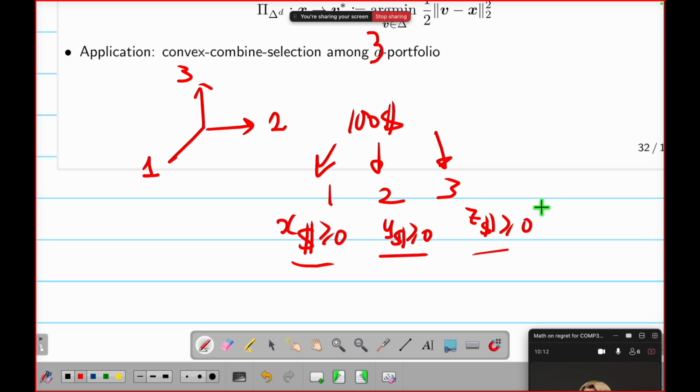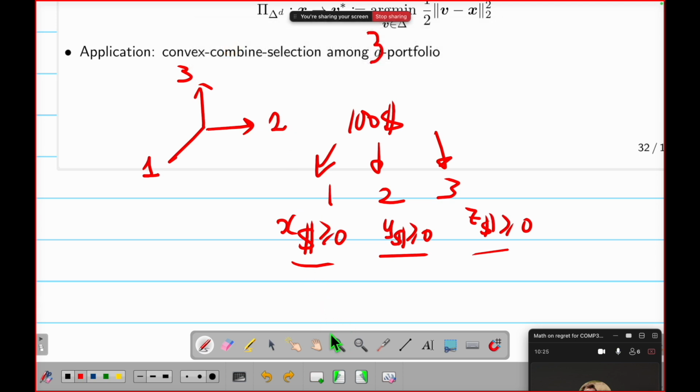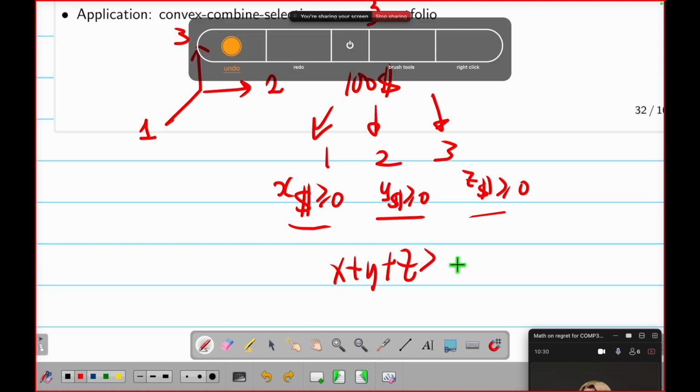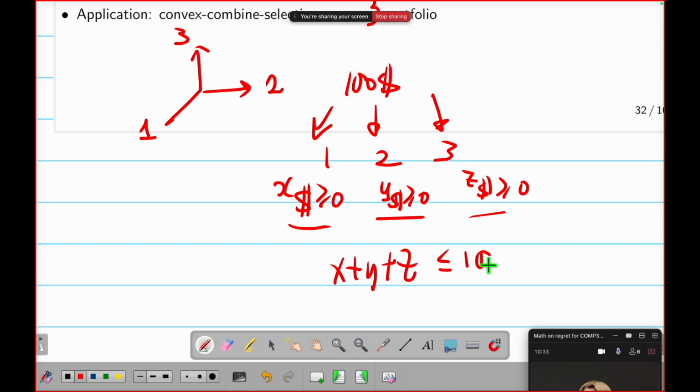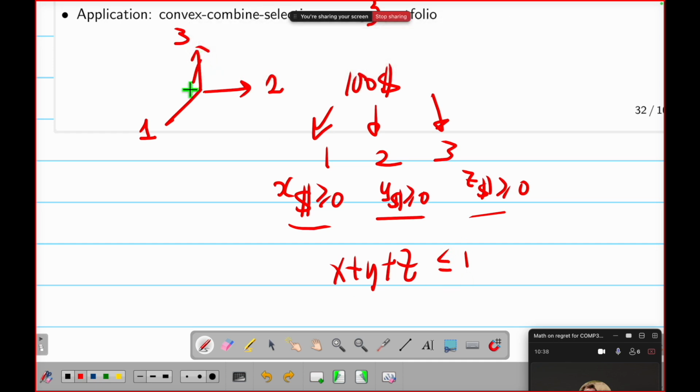So this is what? The yellow box, right? The yellow box. Okay. And then what? You have only 100 money. And I now assume you cannot borrow money. No borrowing, okay? Then if there's no borrowing, X plus Y plus Z is smaller than the total money, 100, okay? And let's ignore 100. Let's say it's 1. Then what is that? This is the triangle, okay?